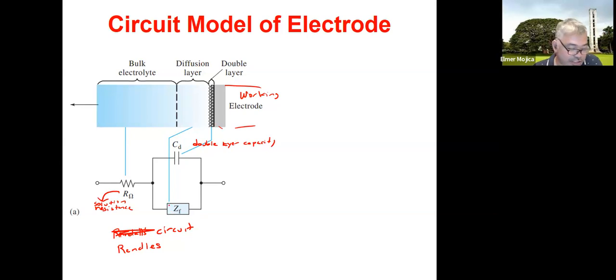So what do you think CF equals here? Anyone? That's the Faraday impedance. So these are the main components of your Rundle circuit. Now, as you can see here, the solution resistance and the double layer capacity represent the behavior of real electrodes quite accurately over a broad frequency range, and their values are independent of the frequency. The Faraday impedance does not. Okay.